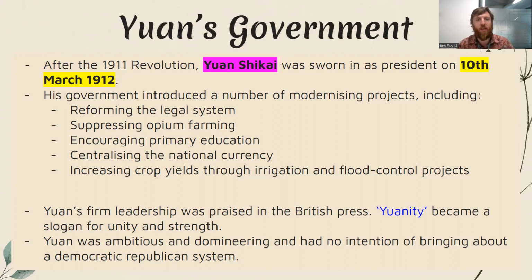Yuan's firm leadership was praised in the British press. Yuanity became a slogan for unity and strength. But Yuan was ambitious and domineering and had no intention of bringing about a democratic republican system. Remember that with Sun Yat-sen's three principles of the people, Sun endorsed 3 years of a military dictatorship, hence why he was so willing to step down as provisional president in favor of Yuan Shikai, who was a military general, and then 6 years of a tutelage period in which they test out democratic principles. So Yuan was meant to come in as a military dictator and phase out military dictatorship towards a democratic republican system, but he had no intention of doing so.